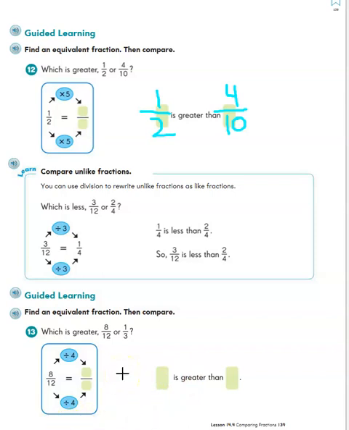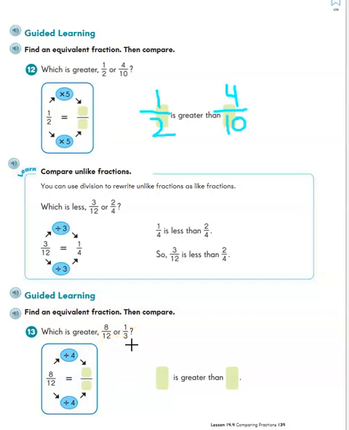Okay, number 13 is asking us which is greater, 8/12 or 1/3. So we need to get these fractions to where they are like fractions so that we are able to compare them, right guys? So we need to find our common denominator. When I say common denominator, I just mean I want to get both fractions to where they have the same denominator so that they're easier to compare. So we've got our 8/12 and we've got our 1/3.